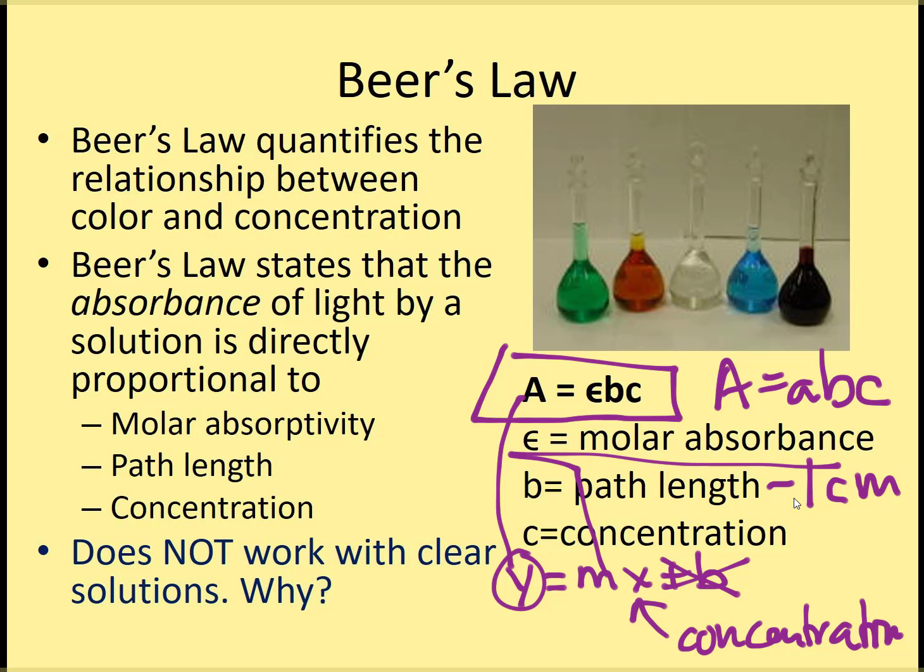And again, this will only work with colored solutions. So solutions that have as their cation a transition metal, so copper or cobalt or iron, all of these have colored solutions, and so you can see that the darker the color, the more concentrated it is, and the lighter the color, the less concentrated it is. That's because solutions that have a higher molarity will absorb more light.